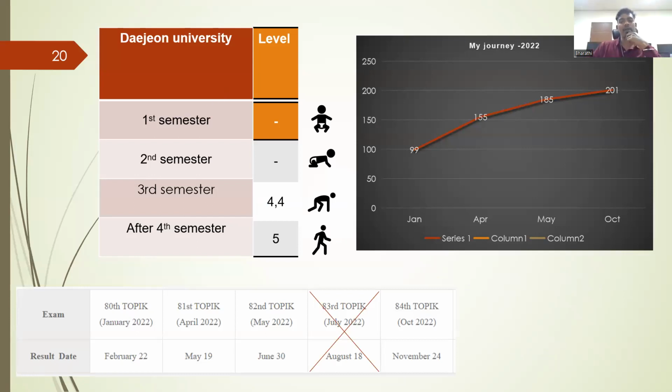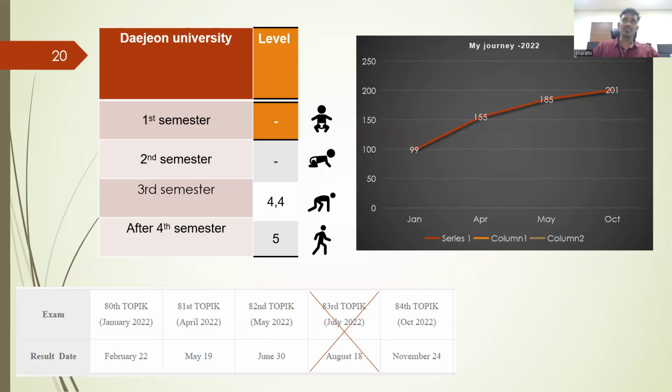I'll tell you how I did my Korean language preparation. In the first semester, as I said already, I came very late to Korea, so it was very hard to understand what they were teaching. I couldn't understand anything from the first semester. In the second semester, I started my practice test. I just went to the exam, and I didn't prepare for that exam, so I couldn't get any level.